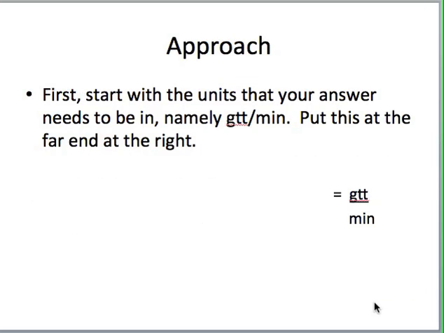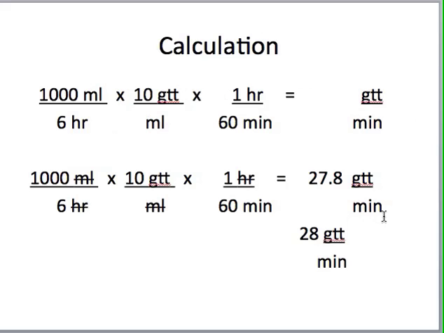Okay, so our approach is that we want to look at the units that our answer needs to be in, namely drops per minute. So we would put this at the end, at the far end on the right there. We'll do this again here, and we'll set up our equation. We know that we want 1,000 mLs to run over a 6-hour period, and we're told that 1 ml contains 10 drops, but knowing that drops needs to be in our numerator, we'll put 10 drops per ml.